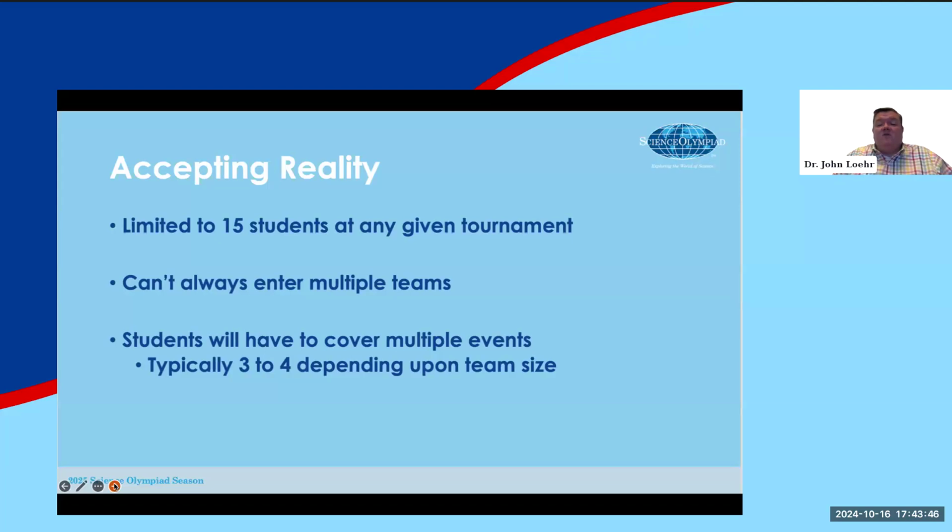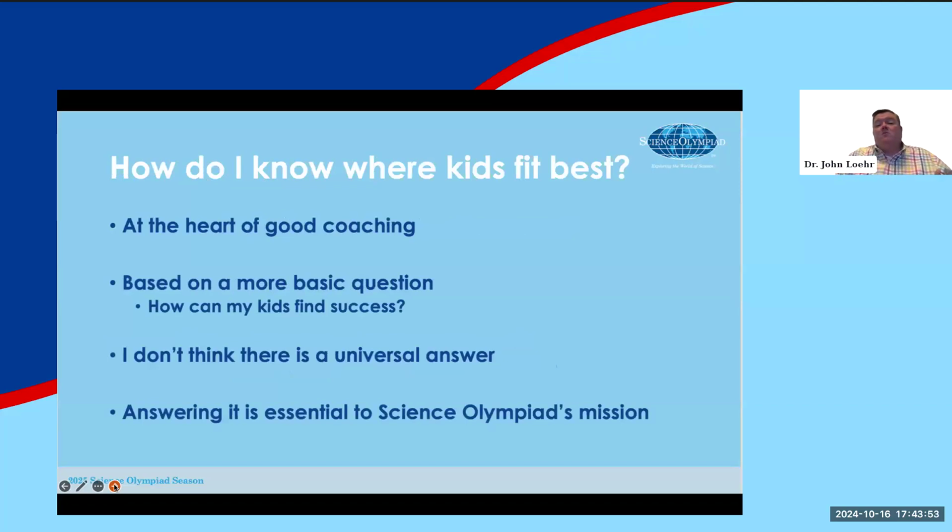So that's one way to challenge some stuff. But the reality is the kids are going to have to cover multiple events. Typically, it's going to be 3 to 4, depending upon your team size. So then how do you know, right? This is basically the question every coach has to answer, whether you're doing academics or sports, whether we're talking club or school or whatever. Figuring out where the kids fit is so important, because it's really a proxy for the most important question. I think that most important question we ask ourselves as coaches is, how can my kids find success? And what we're really thinking about is trying to line the kids up for opportunities for success.